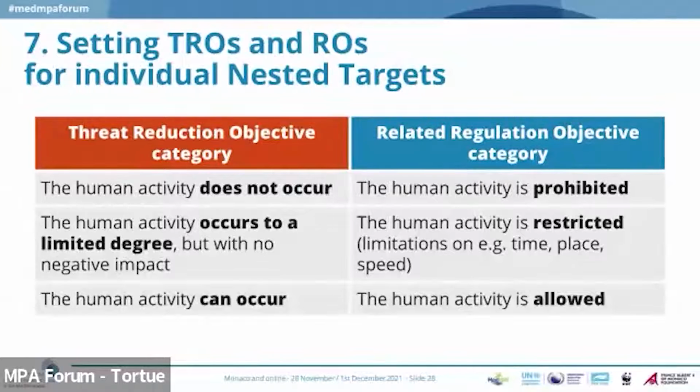So we developed 3 different categories of threat reduction objectives and associated regulation objectives. It's either the human activity does not occur, and the associated regulation objective is that that activity is prohibited, or it occurs to a limited degree, but with no negative impact, and it's somewhat restricted, or the human activity can occur, it doesn't harm anything, and therefore the human activity is allowed. Next slide, please.